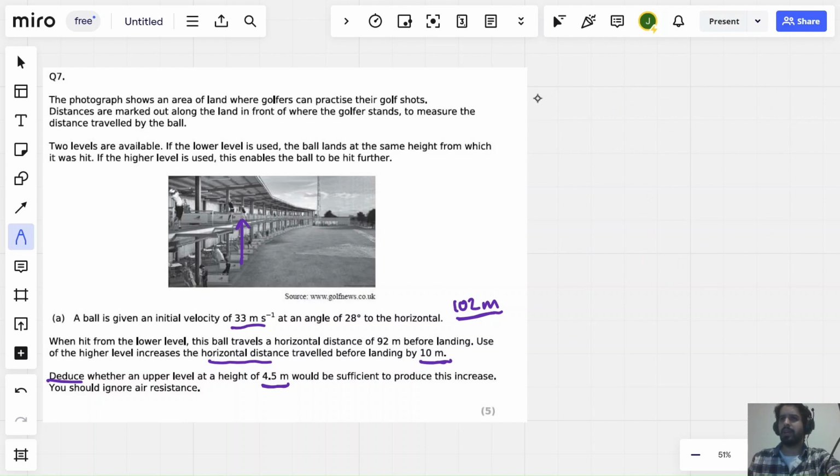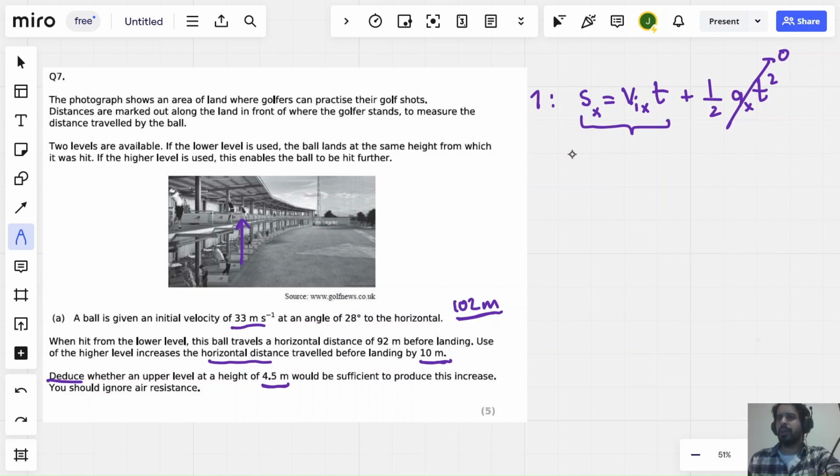The first step is to find the time to cover a horizontal distance of 102 meters. For this, we will use our equation in x direction for distance. It is distance in the x direction equals initial velocity in the x direction times time plus 1/2 acceleration in the x direction times time squared. But we know that there is no acceleration in the x direction, so this part will just be 0, and we have to work with this part right here.